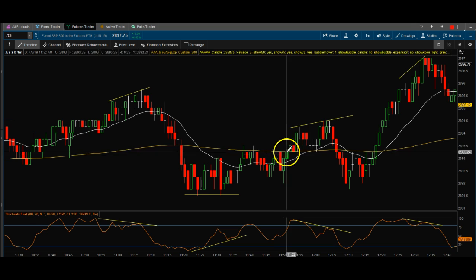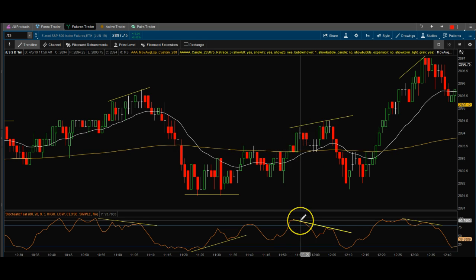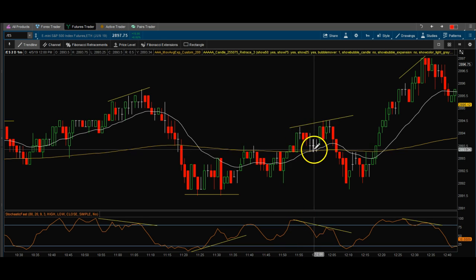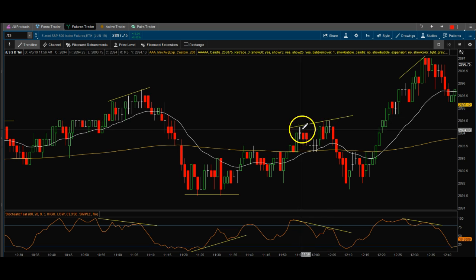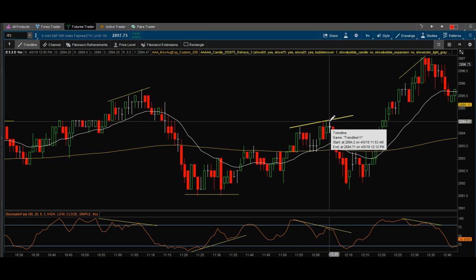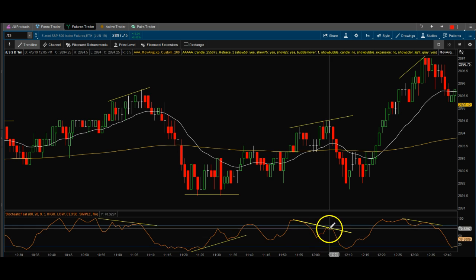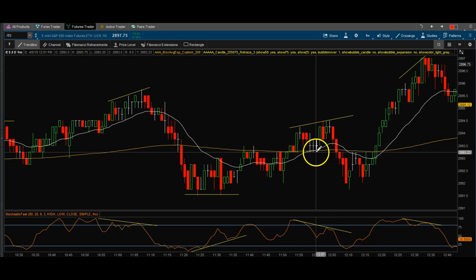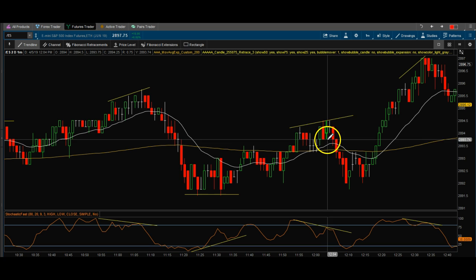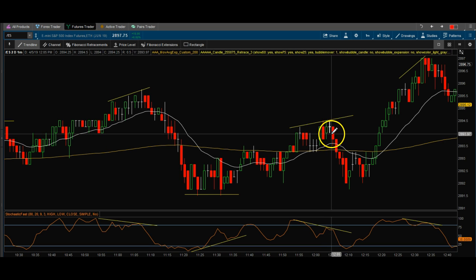Here's another one. We rally, right? Stochastics, pull back, make a new high, even though it's only 1 or 2 ticks, even if it's a double top. If there's that divergence, use your candles 1, 2, 3, 4, 5, 6, 7. Your entry would have been 1 tick below.